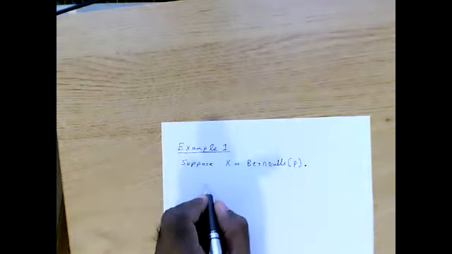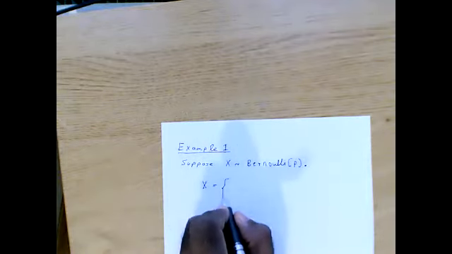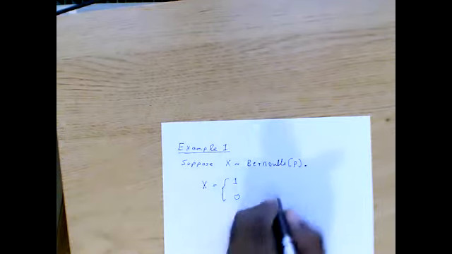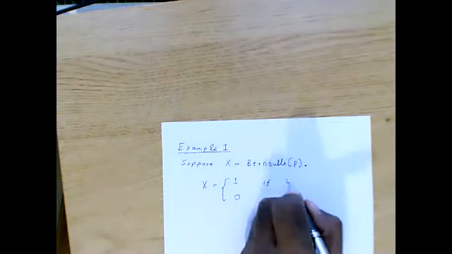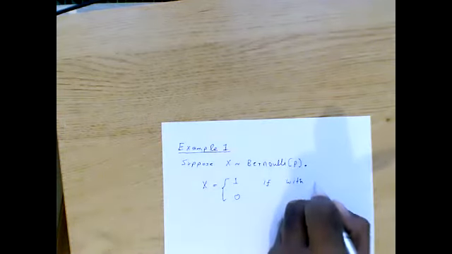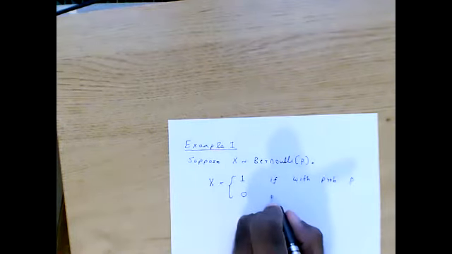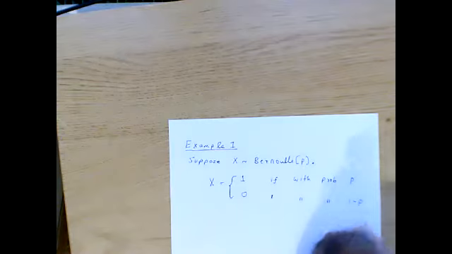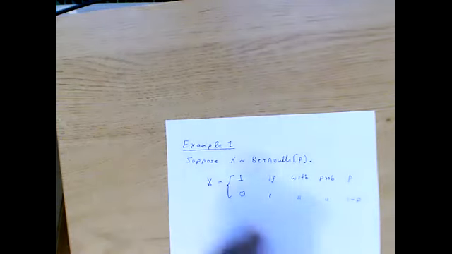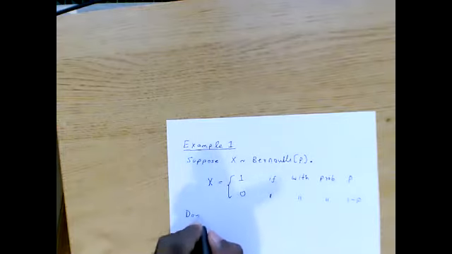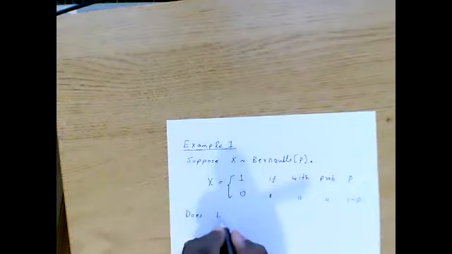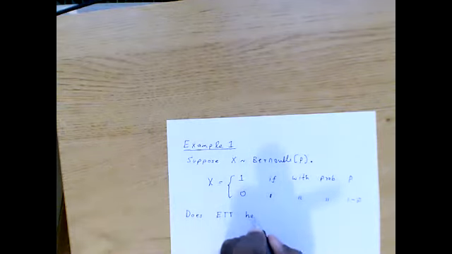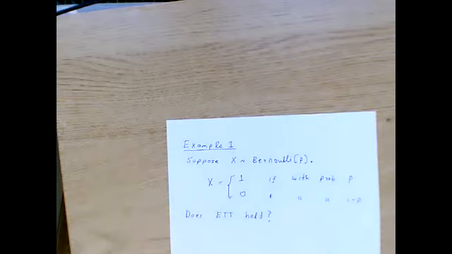Which means that X takes the value either 1 or 0, 1 with probability equal to p, and 0 with probability equal to 1 minus p. So the question is, does the ETT hold?